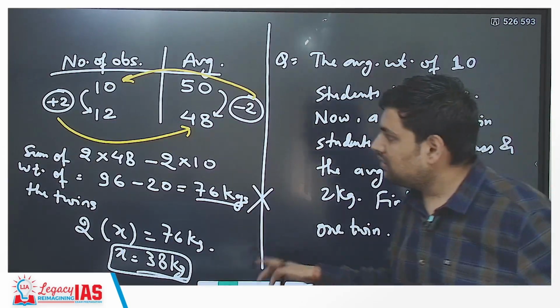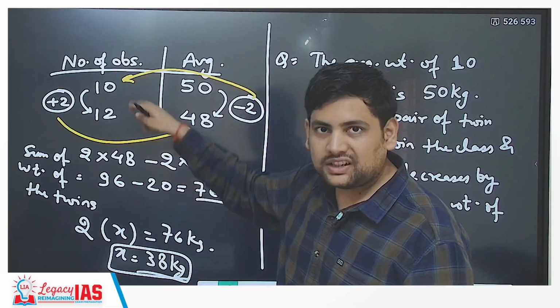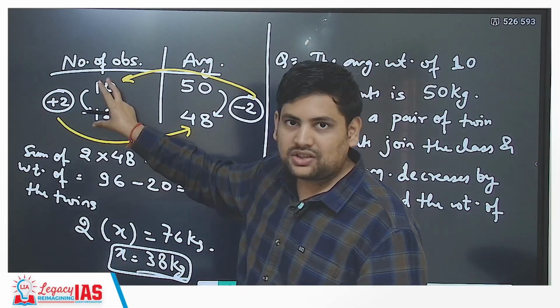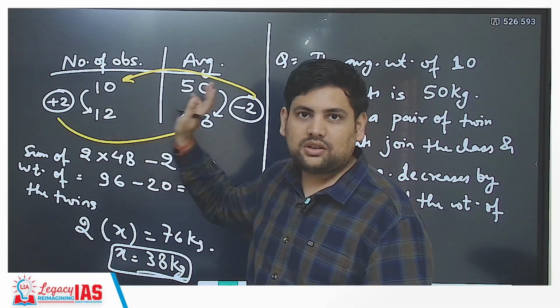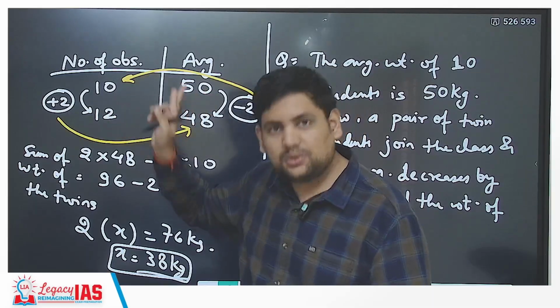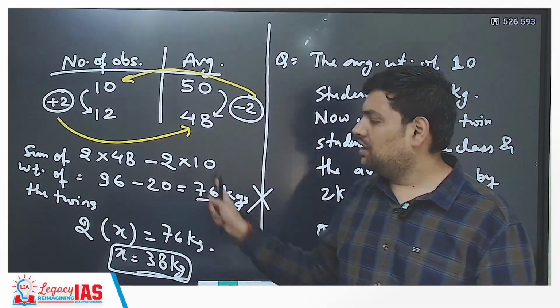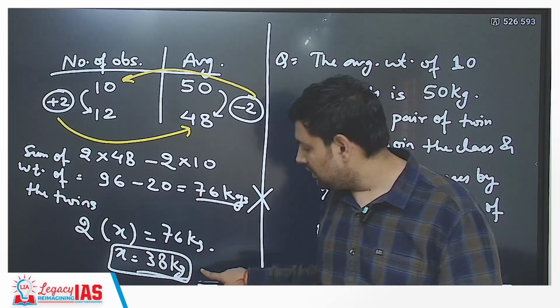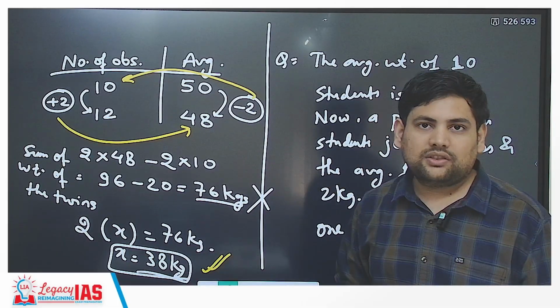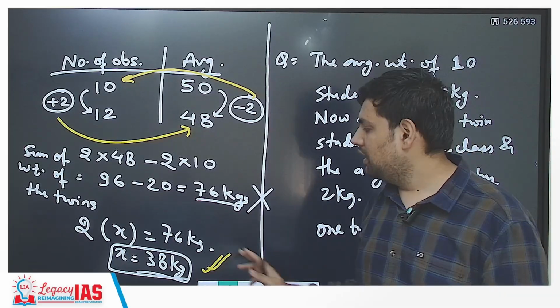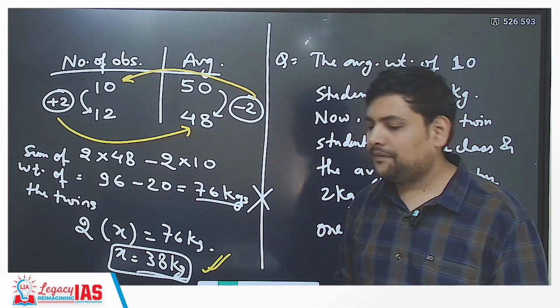Because whatever you get from doing it like this is whatever changes because of the inclusion or exclusion. So here you included two people, so this will give you the sum of weight of two people. Then you divide it by 2 because they are twins, so eventually you get the weight of one twin brother, which is 38 kg. Okay, that's it for this class.